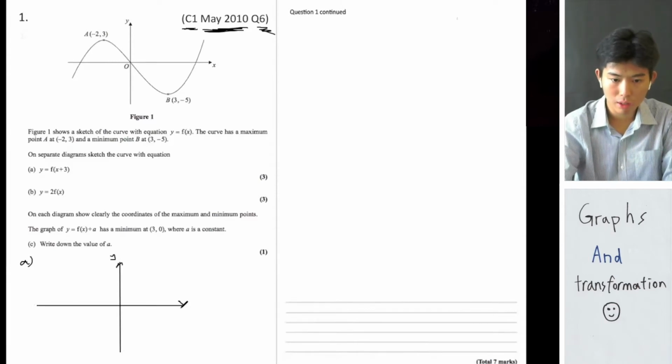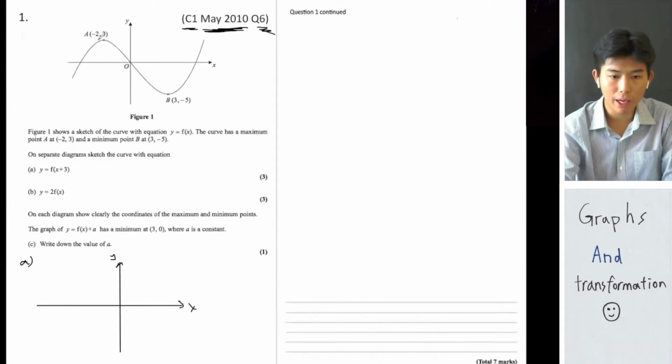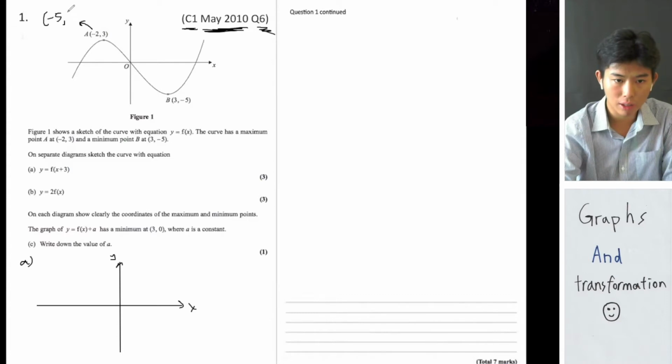So this one will be y, and this one will be x. So how is it gonna work? The point A here will be -2 and 3. If I move the whole thing to the left by 3 units, x coordinate -2 minus 3 will be -5. So it will be turning to -5 and 3.